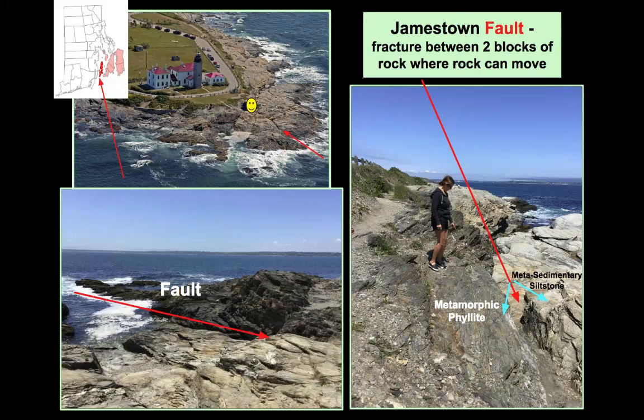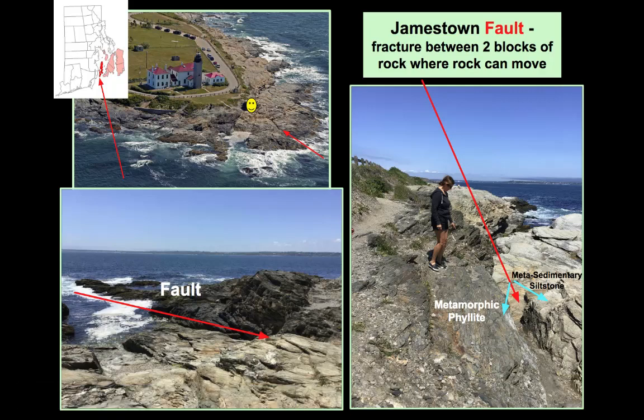There is a fault line. A fault is a fracture or a meeting place between two different blocks of rock. And a fault is an area where rock either has moved before or can continue to move. In Jamestown, there is a fault that runs right from the Atlantic Ocean, this large crack you'll see in the upper left-hand corner, right underneath the lighthouse, this big crack in the rock. Now, the crack in the rock is actually the meeting of two different blocks of rock.